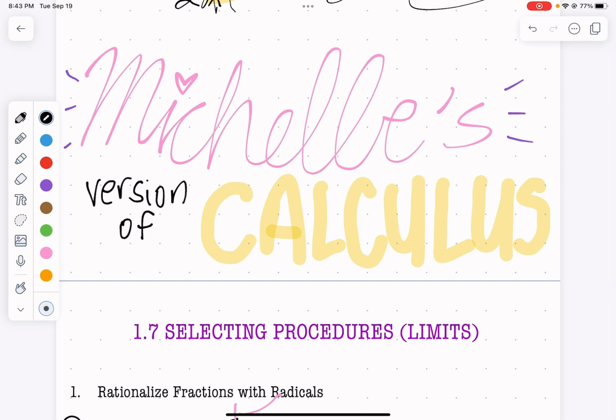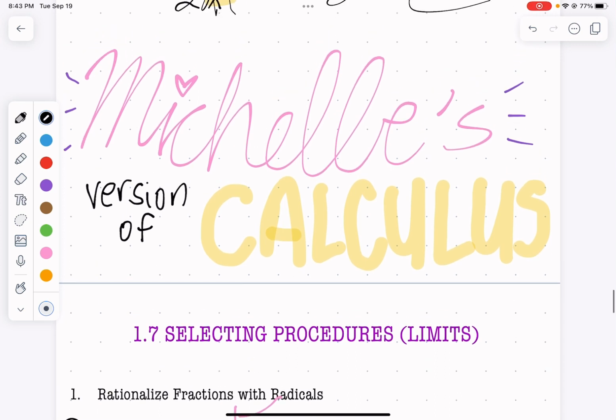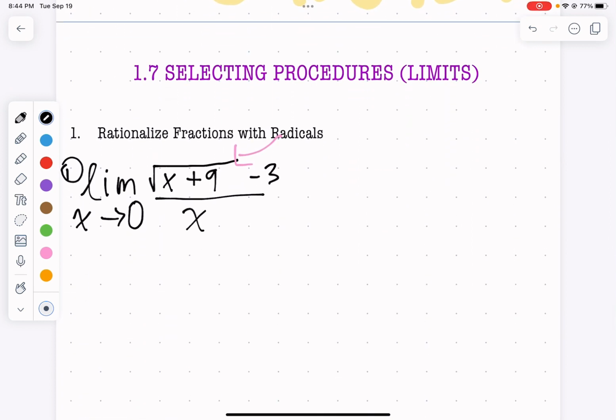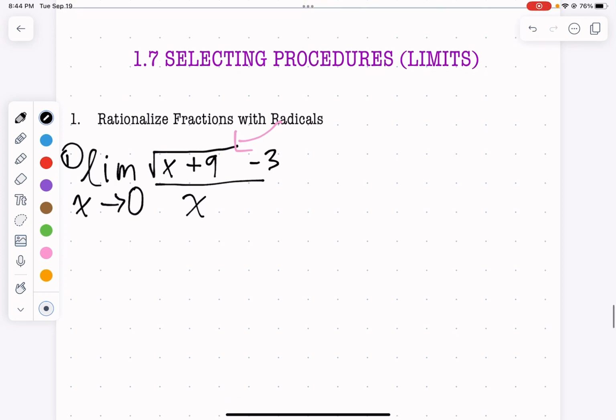But today, as you can see, we're going to be doing Unit 1.7, Selecting Procedures with Limits. All right, so first things first, we have rationalizing fractions with radicals. In case you don't remember, radicals are those little square root house thingies, and you'll see them a lot. This section should be a review of algebra that you should already know, but let us do our first practice problem together.